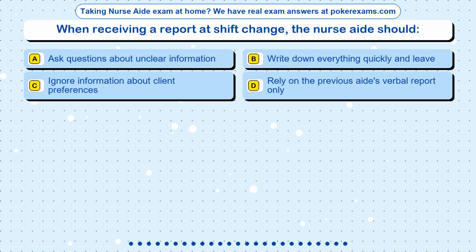Question 24. When receiving a report at shift change, the nurse aide should: Option A, ask questions about unclear information. Option B, write down everything quickly and leave. Option C, ignore information about client preferences. Option D, rely on the previous aide's verbal report only.